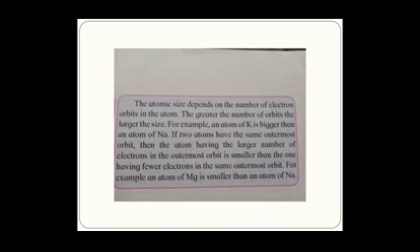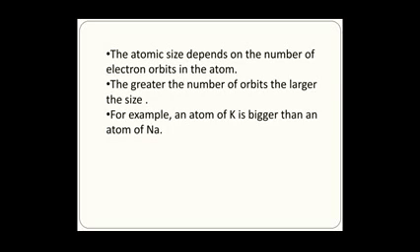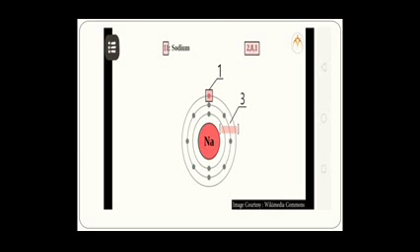Now, this we are going to discuss. This is given on page number 49 in your textbook. Let's see this in detail. The atomic size depends on the number of electron orbits in the atom. The greater the number of orbits, the larger the size. For example, an atom of potassium is bigger than an atom of sodium. Let's see. For sodium, Na, atomic number is equal to 11. You have studied this. And what is the electronic configuration? Electronic configuration is 2, 8, 1. Number of orbits is equal to 3.